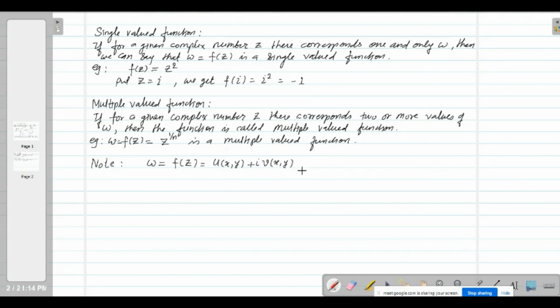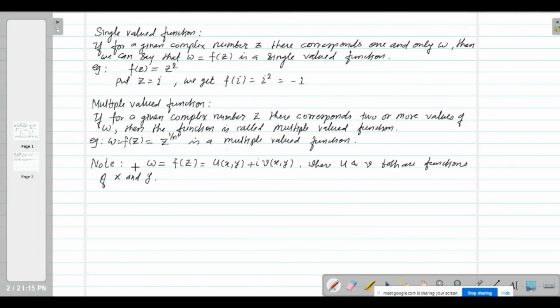So where u and v both are functions of x and y, and we write omega equal to u of x y plus i times v of x y. So just remember this.